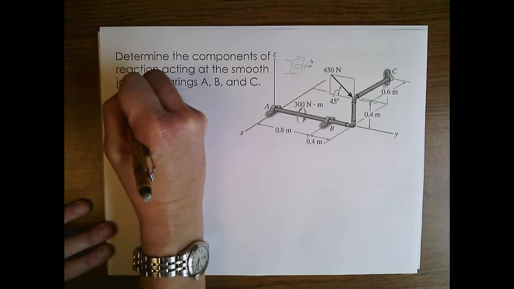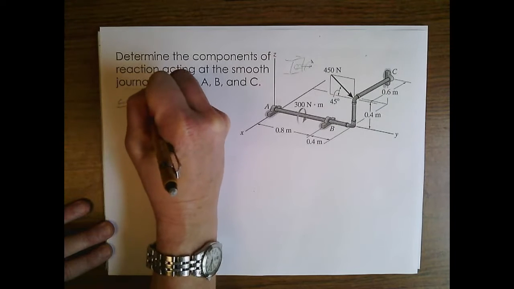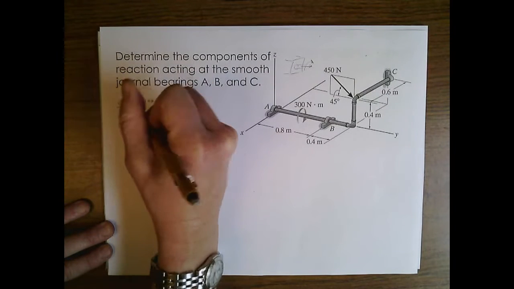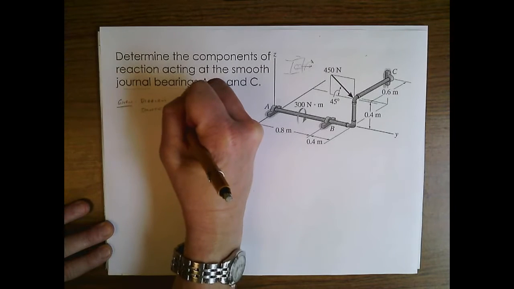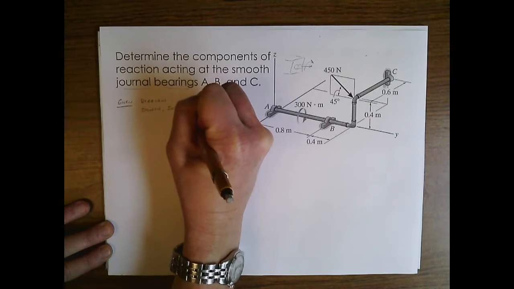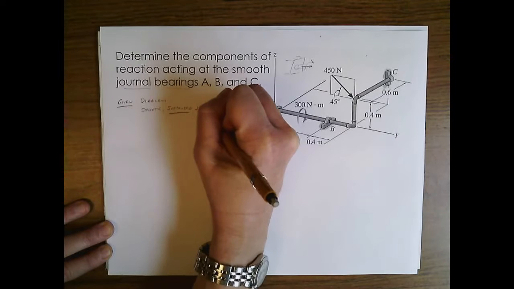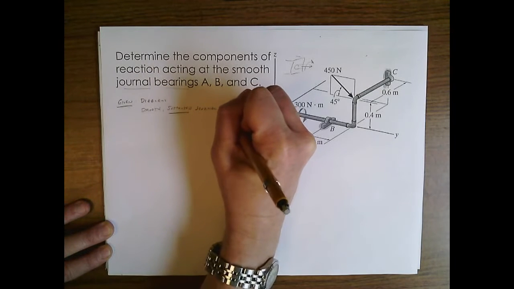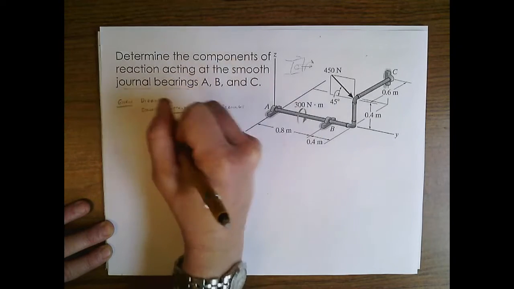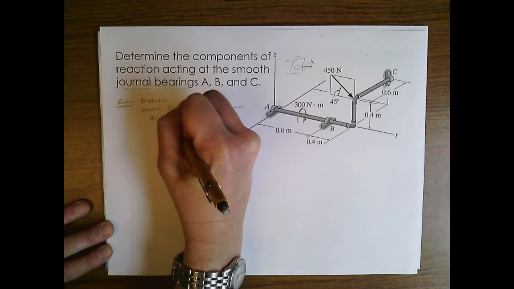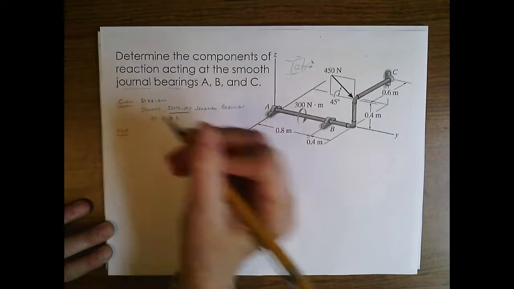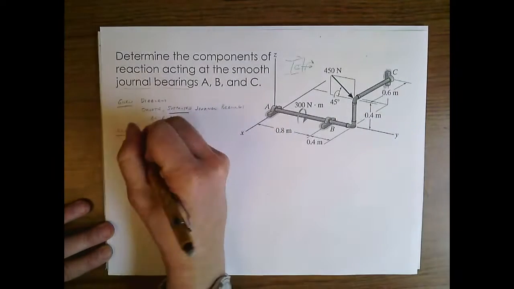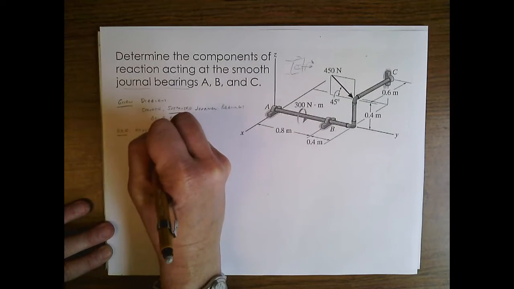Given the diagram, given that these are smooth supported journal bearings at A, B, and C, I'm going to be asked to solve for the reactions at A, B, and C. And we'll get into what those are in a second.